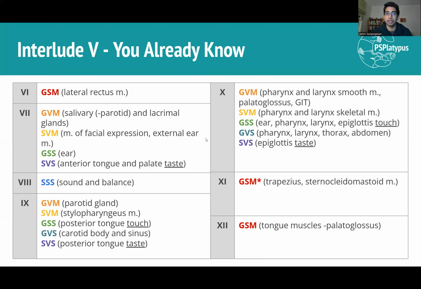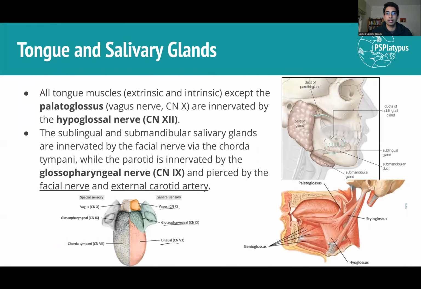Yeah, I'll leave the tongue thing for the next slide because we're going to talk about that in proper detail. But yeah. All right, here we go.